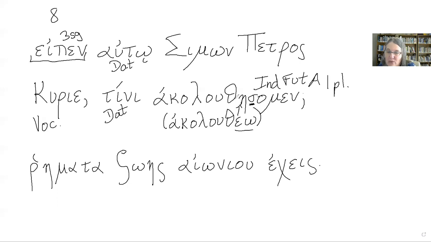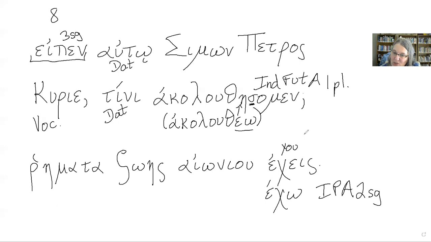That's the future. And akolutheō is a verb that takes the dative case. So whoever you're following goes in the dative. So we will follow you is what it would be. We will follow someone. But here the someone is the interrogative pronoun. So we have, Lord, whom will we follow? And then we have this last part, rhēmata zōēs aiōniou echeis. So echeis is from echō, and it's the indicative present tense active, second person singular. So this will be translated you have.